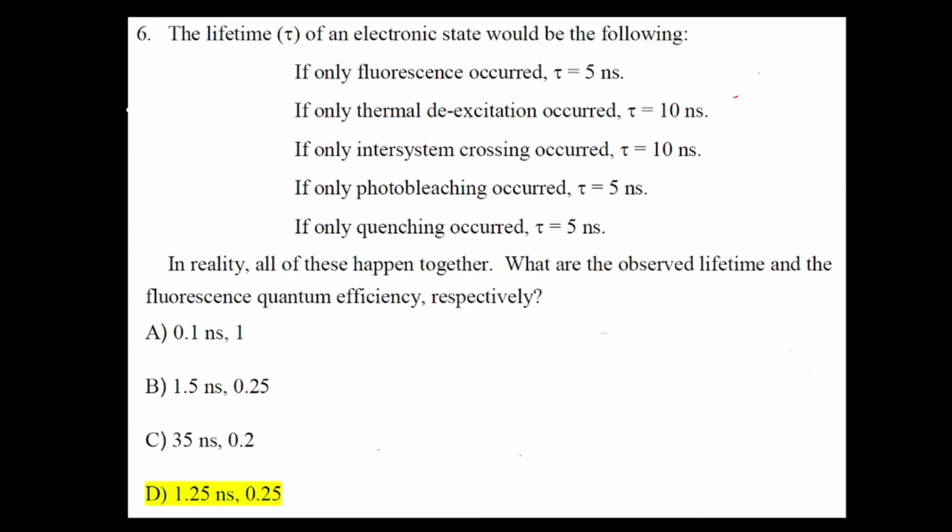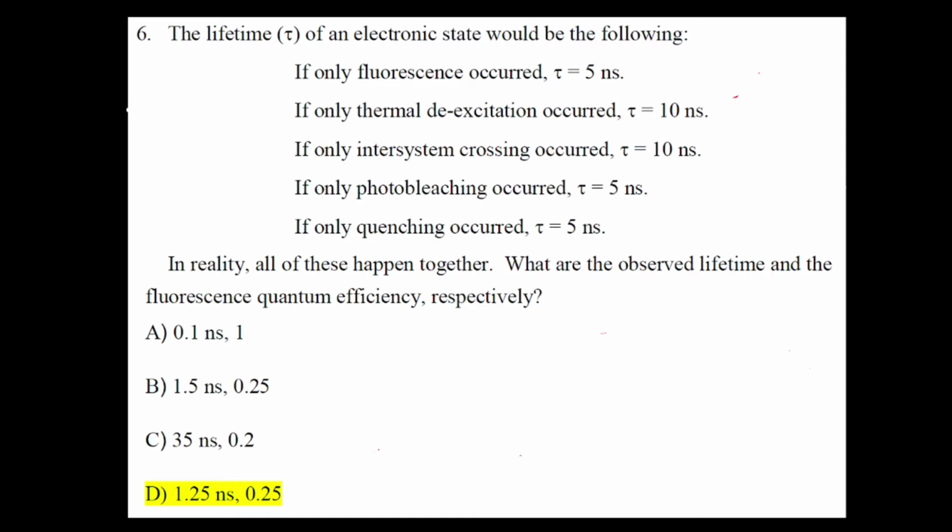Alright, so the sixth question is the lifetime of an electronic state would be the following. They have provided the lifetime of various steps like fluorescence, thermal de-excitation, intersystem crossing, photo bleaching, quenching, etc. So they have actually mentioned the lifetime of each process. In reality, all of these happen together. What are the observed lifetime and the fluorescence quantum efficiency respectively?